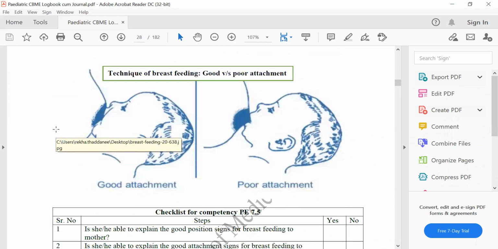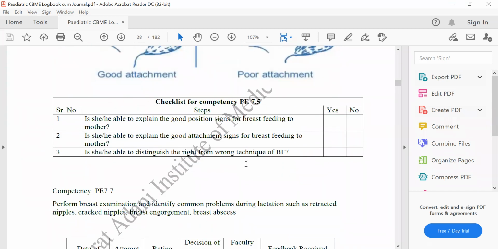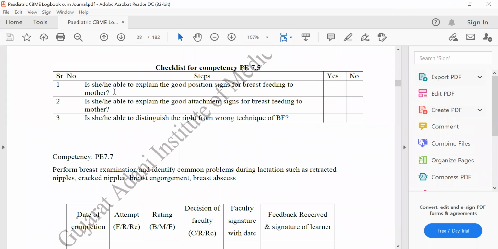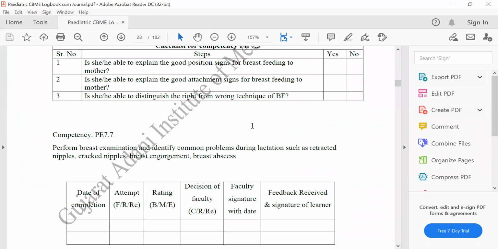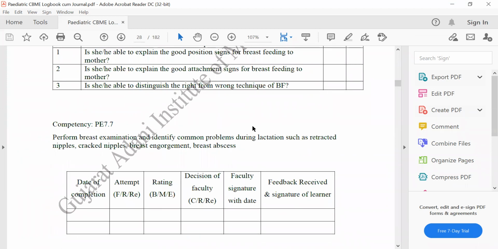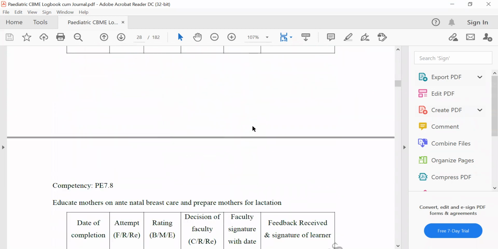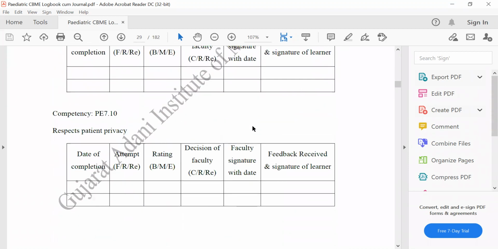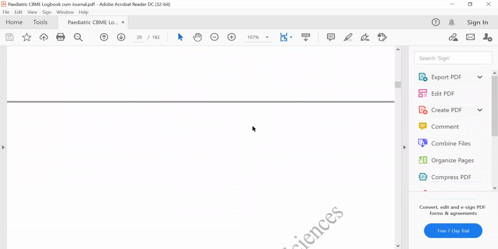So these are some pictures, and then this is the checklist for this competency. A student is able to explain the good position sign, good attachment sign, and able to distinguish right from the wrong technique or not. After that, the teacher will sign and certify. So these are the competencies under phase 2.